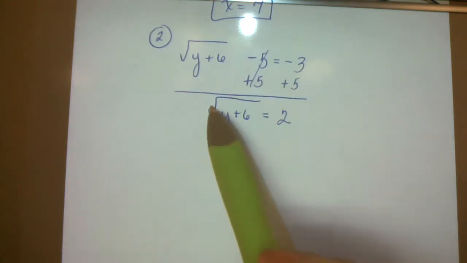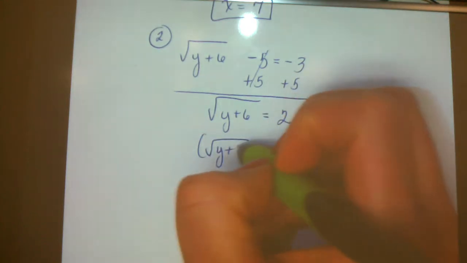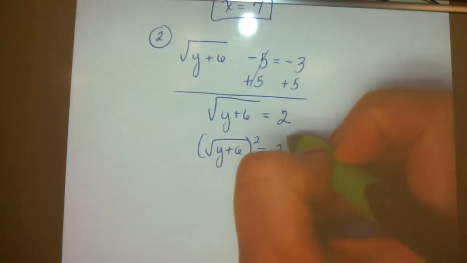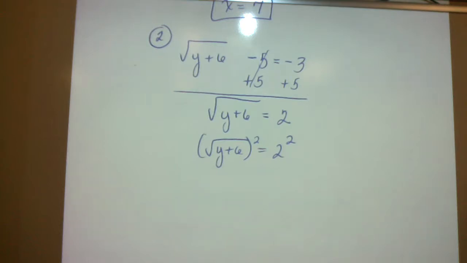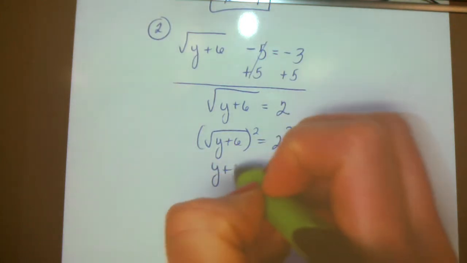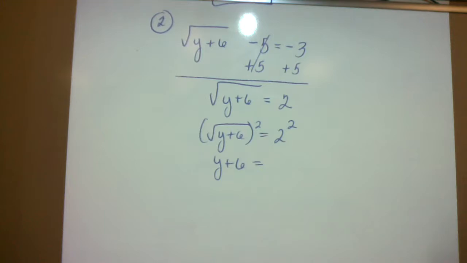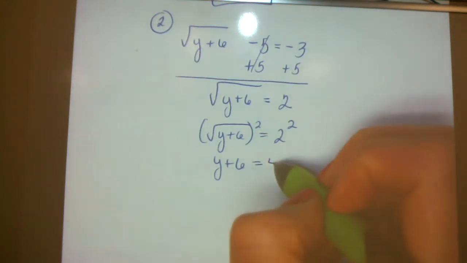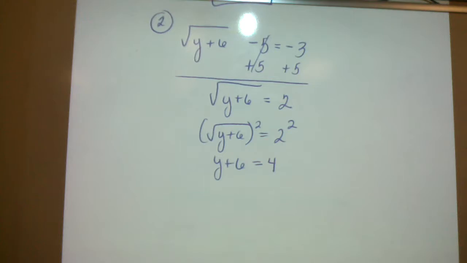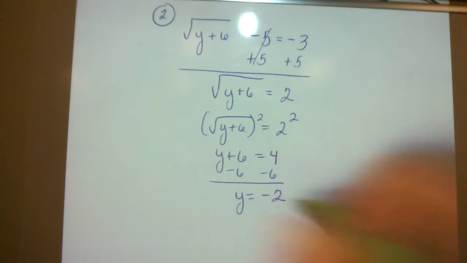So again, I'm looking here. I've got my square root by itself. So my next step is to get rid of the square root. I'm going to raise it to the 2nd power. Whatever I do on one side, I have to do on the other. So this power cancels out with this root. I'm left with the radicand, which is what's underneath that radical sign. y plus 6 is equal to 4. And then now it's just solving a one-step equation. Subtract 6. I'm getting y is equal to negative 2.